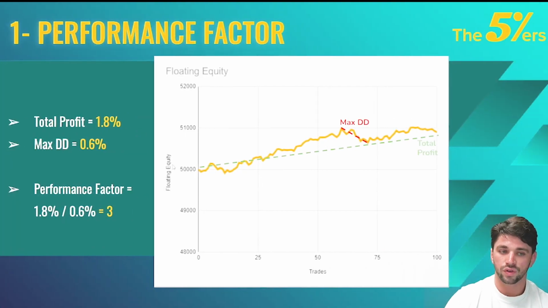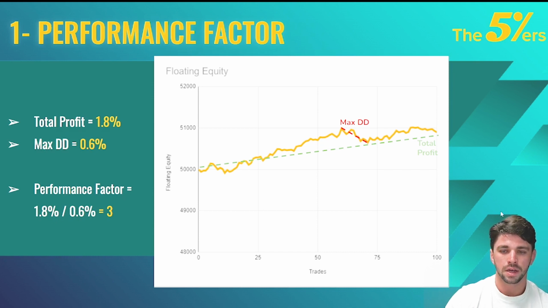So here you can see a trader who had a total profit of 1.8% at the end of his 100 trades. But in one of his trades, he went into a maximum relative drawdown of 0.6%. Again, we take the maximum net profit at the end and divide that by the drawdown, which is 0.6, and that gives this trader a performance factor of 3. This is funny because even though he made less in the account, his performance was actually better than the trader that made 10%.